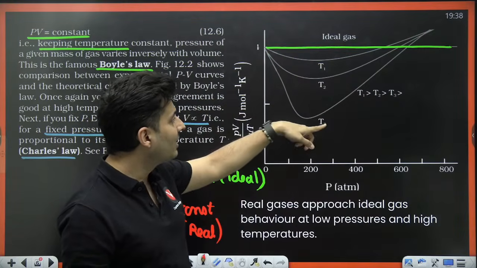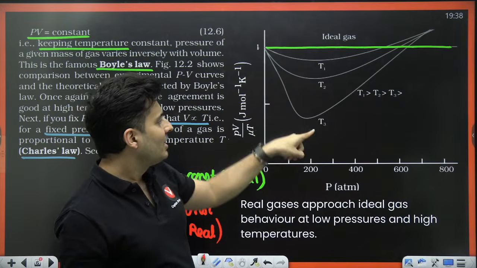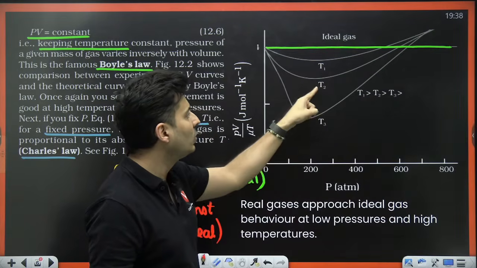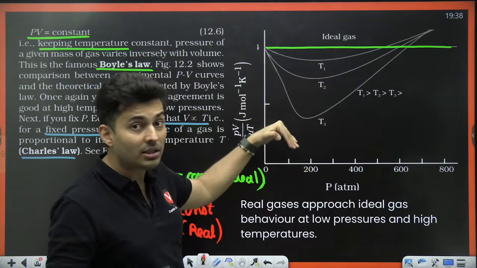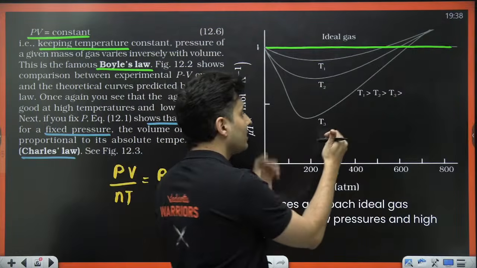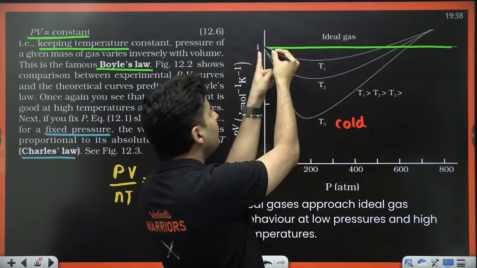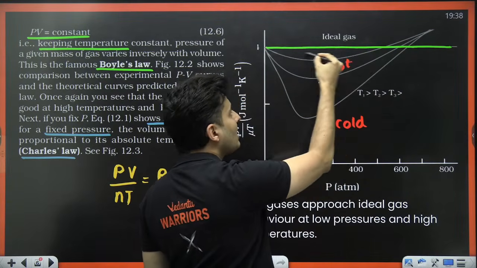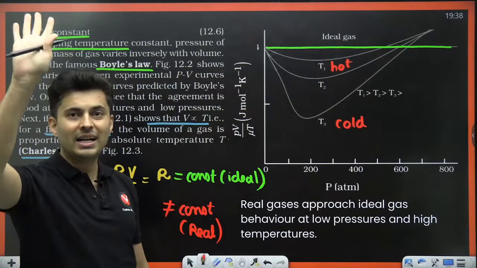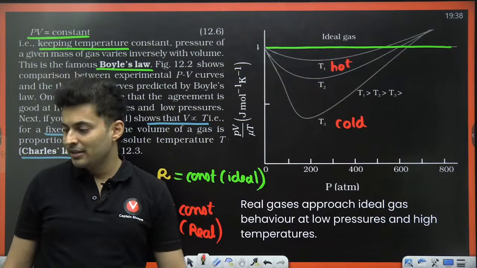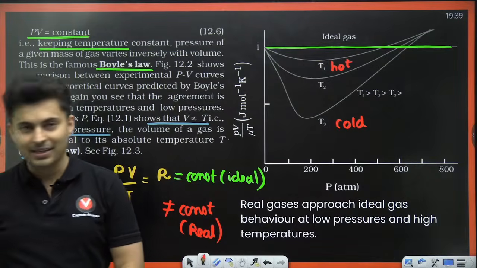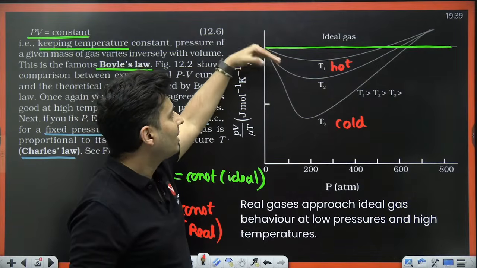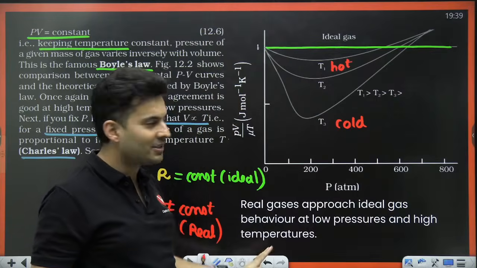If you decrease the temperature, the variation is more. So this temperature is high, T1 is more than T2, T2 is more than T3. If your temperature is low, that means it is cold, it will deviate from the ideal gas behavior. If it is hot, then it is coming close to the ideal behavior. Do you see that, my dear warriors? Amazing. And where do you see that they are very close to ideal behavior? They are close to ideal behavior at hot temperatures.